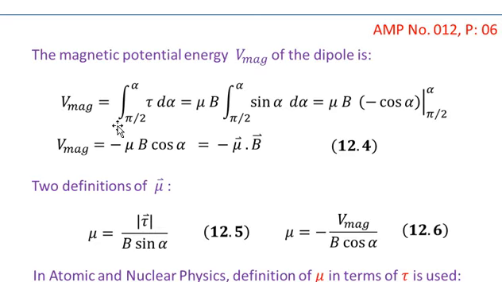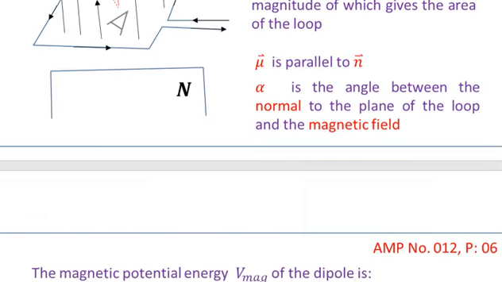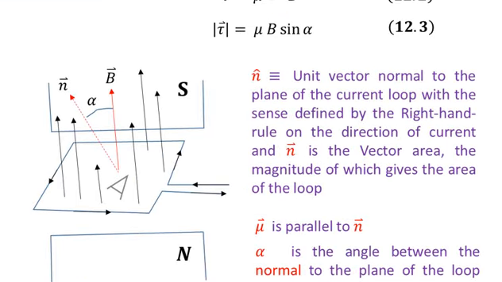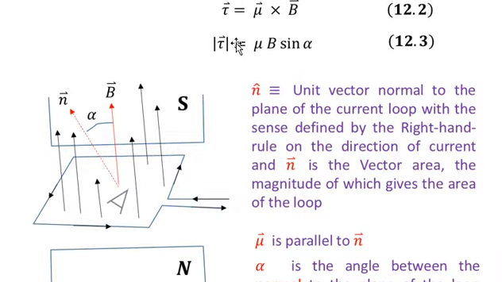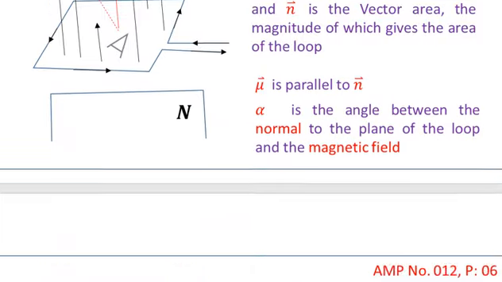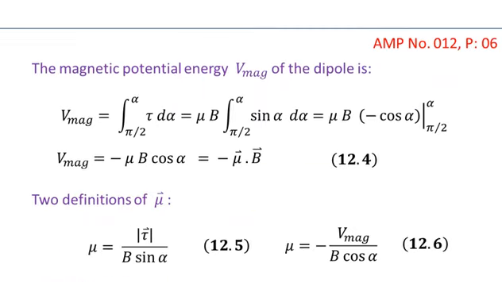And you see why we are integrating from pi by 2. Pi by 2 is the orientation at which V mag is maximum, and we integrate to any value alpha. And you know that the magnitude of tau that we have used is mu b sine of alpha. So now we calculate the magnetic potential energy stored in the atom, which is V mag, equal to minus mu dot B, as shown in equation number 4.